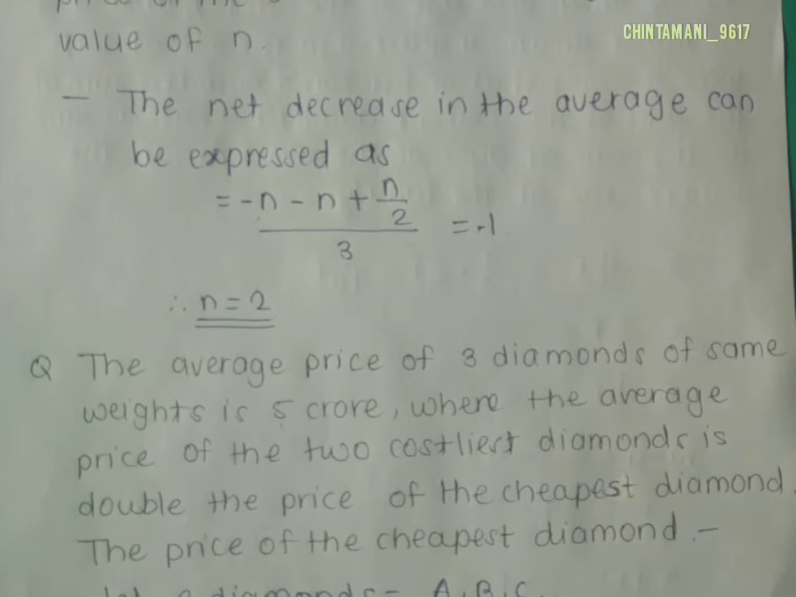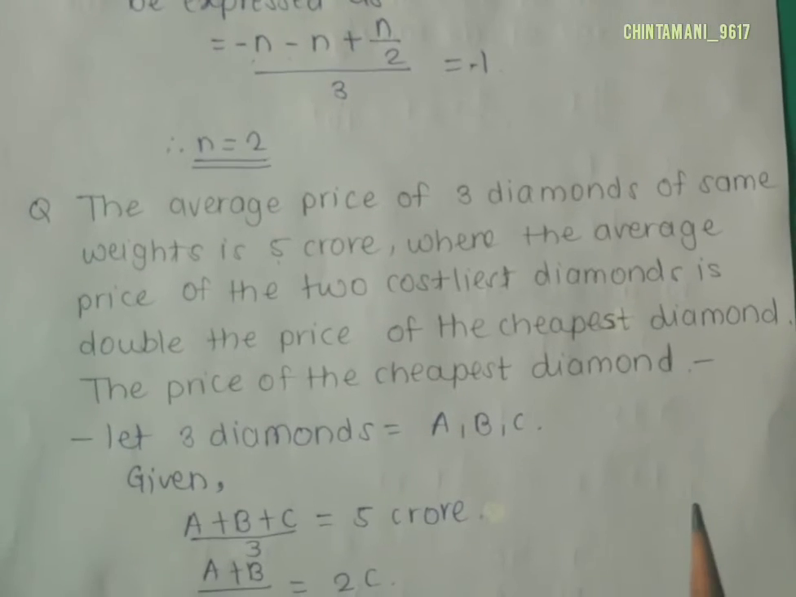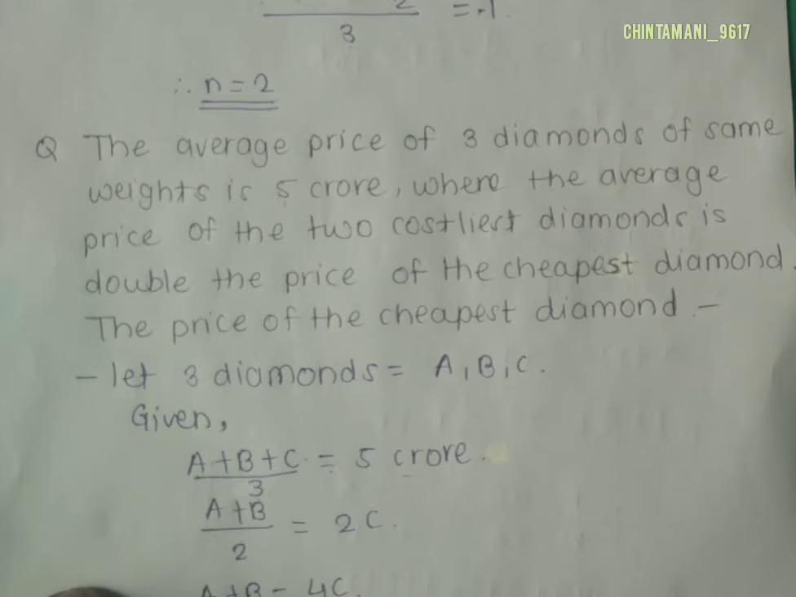First let's assume the 3 diamonds as A, B and C. Then the first equation: we are given that the average price of 3 diamonds is 5 crore. So what does it mean? (A plus B plus C) divided by 3 is equal to 5 crore. And secondly, we are given that the average price of the 2 costlier ones is equal to twice the cheaper. So we can write it down as this.